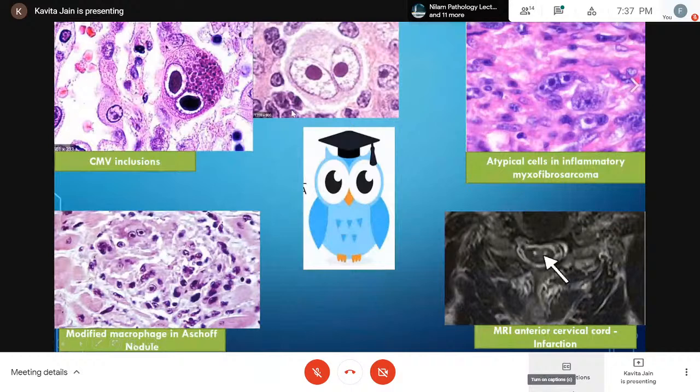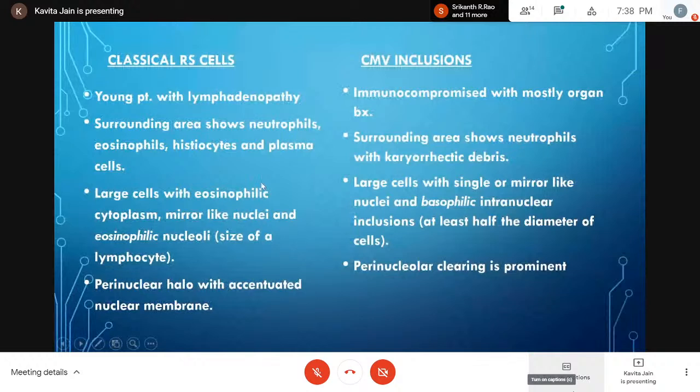Apart from the morphology, the cells can be big, they can be small. It's difficult at times to differentiate on the basis of size. But the very characteristic feature of CMV is the basophilic granular inclusions in the cytoplasm, which we do not see in RS cells. I have tabulated the differences, which I enumerated. But of course, we should also go by the clinical history. With RS cells, we generally find a young patient with lymphadenopathy and no other morbid features. Whereas with CMV inclusions, we generally have an immunocompromised patient, and mostly it will be an organ biopsy.